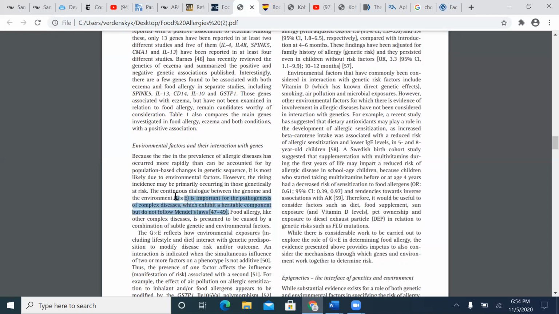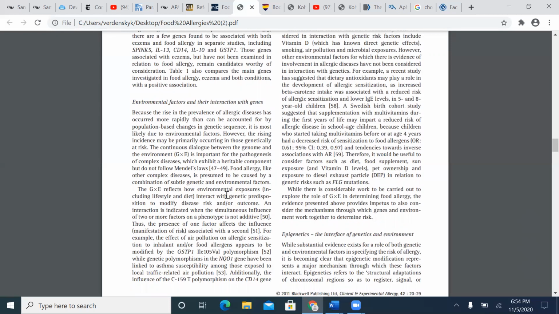So this statement here was synthesized, summarized from 3 different sources. And so just to highlight an example of how professionals and other sciences and articles do this synthesis process and summarizing. It's one of our goals in reading the complex text is to see how other people write about subjects. Food allergies, like other complex diseases, is presumed to be caused by a combination of subtle genetic and environmental factors.